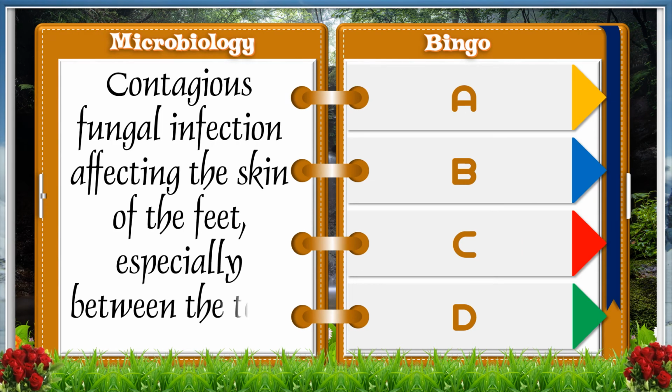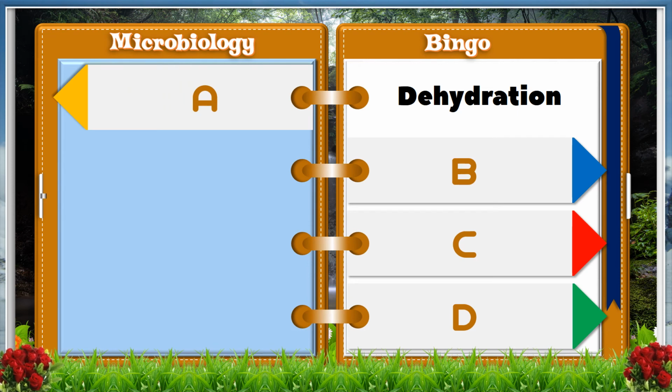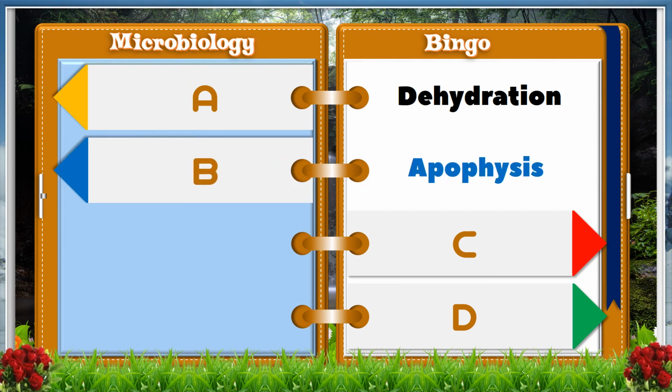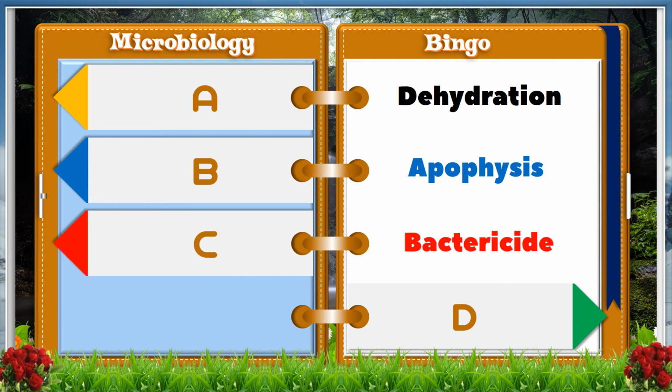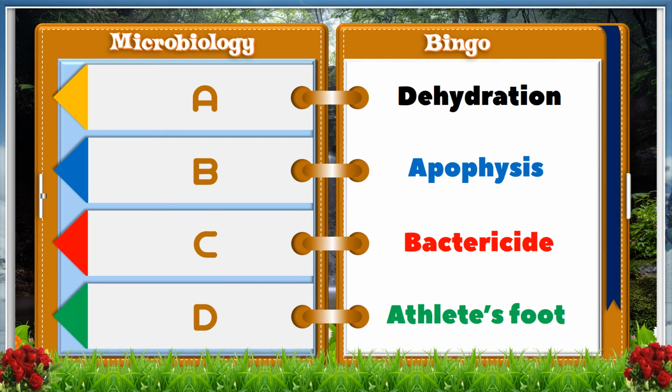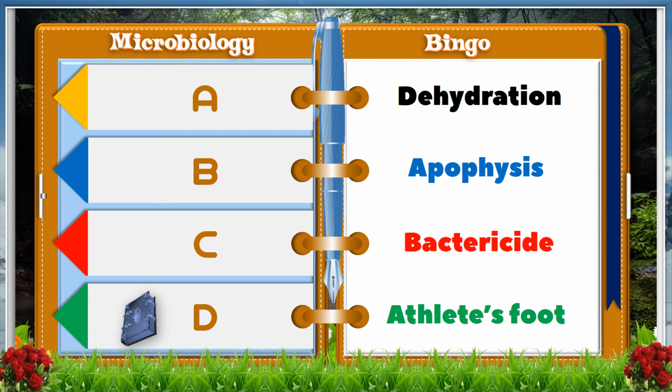Contagious fungal infection affecting the skin of the feet, especially between the toes. A. Dehydration. B. Apophysis. C. Bactericide. D. Athlete's foot. And the answer is D. Athlete's foot.